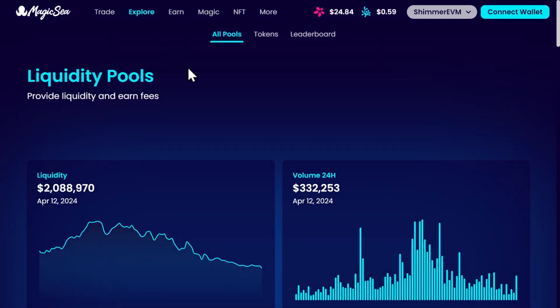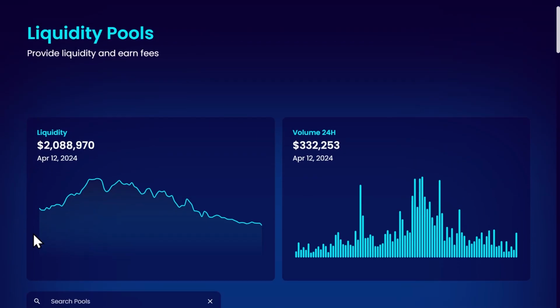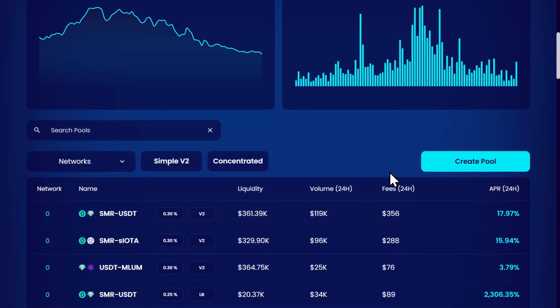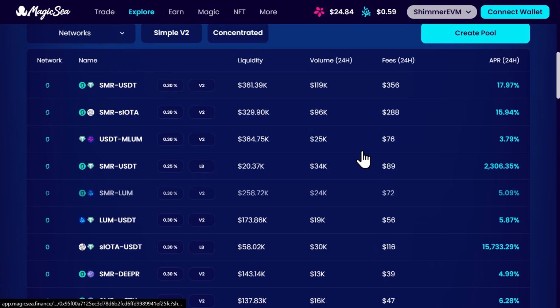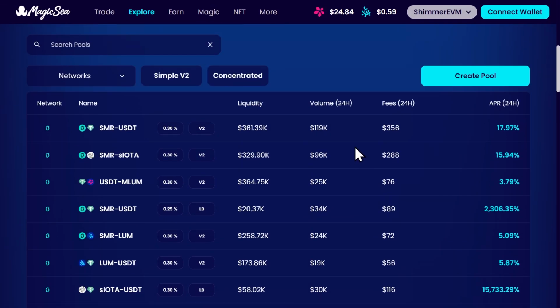The All Pools page shows you two graphs. The first graph shows the total liquidity on MagicSea over time, and the second graph will show the daily trading volume. Let's navigate further down to see all the different liquidity pools available on MagicSea. Let's take a look at which information is displayed here for each trading pool.